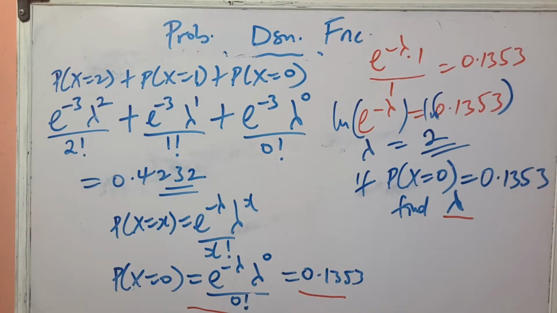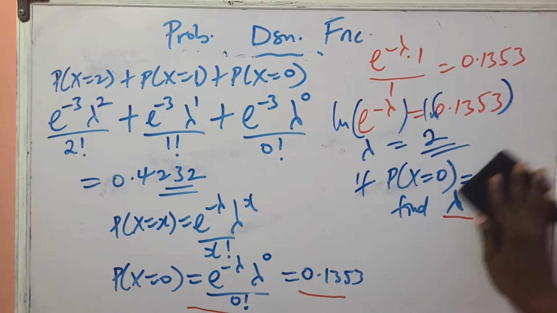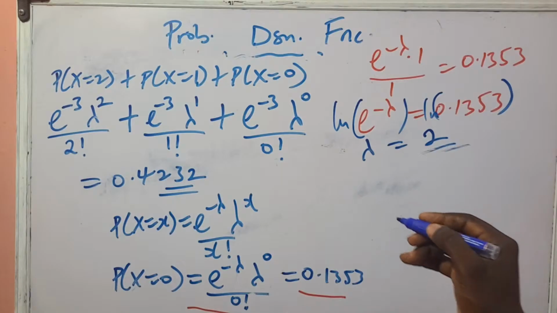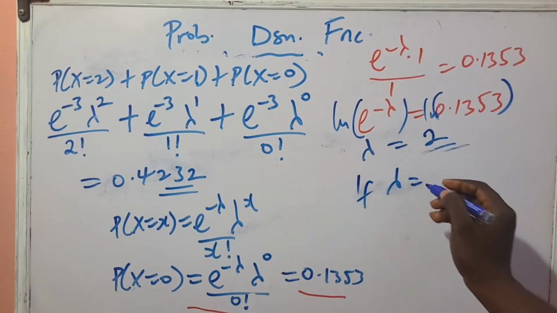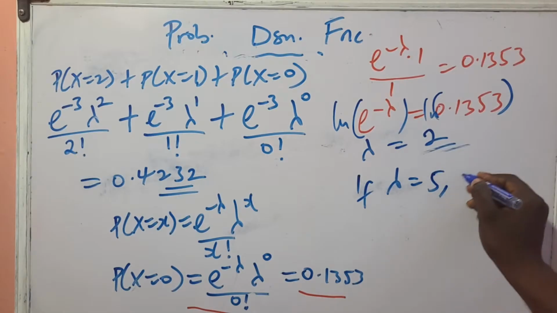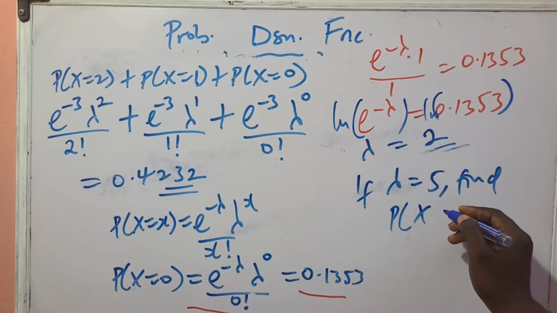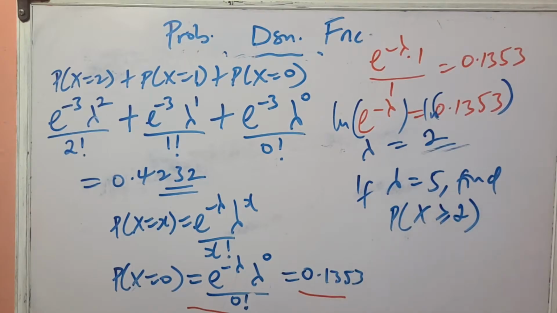Okay, so I'm going to ask this question. I'm going to see who is going to get this one. Very simple also, but you have to be smart, because if you take this at face value, you may not be able to get the right answer. So look at the question. The question says if lambda equals 5, you have to find the probability of x greater than or equal to 2. This is the question.